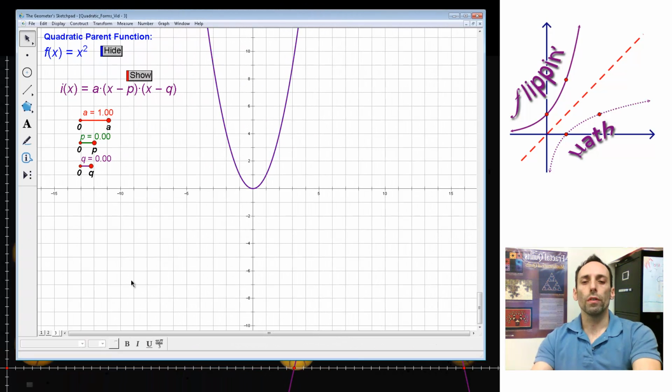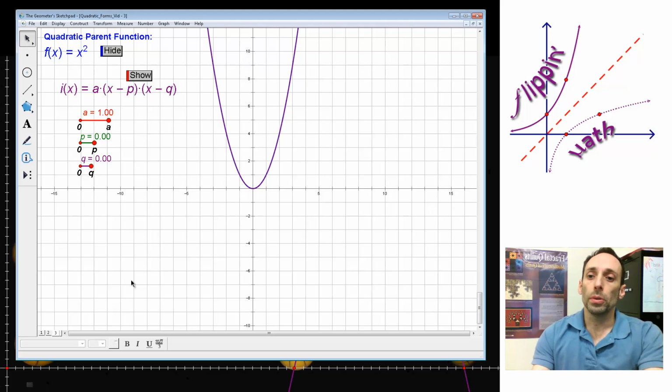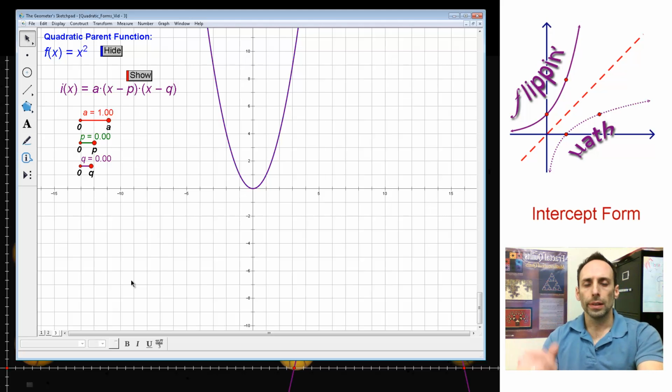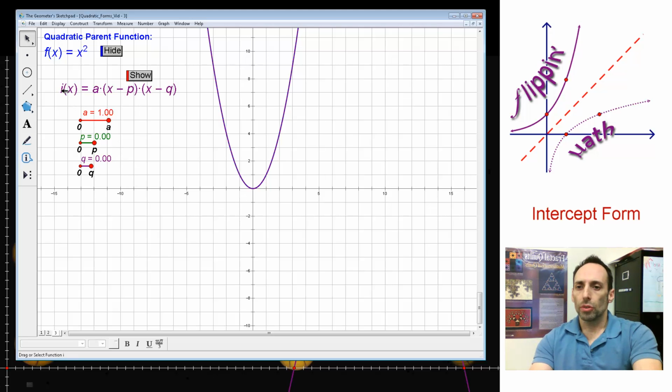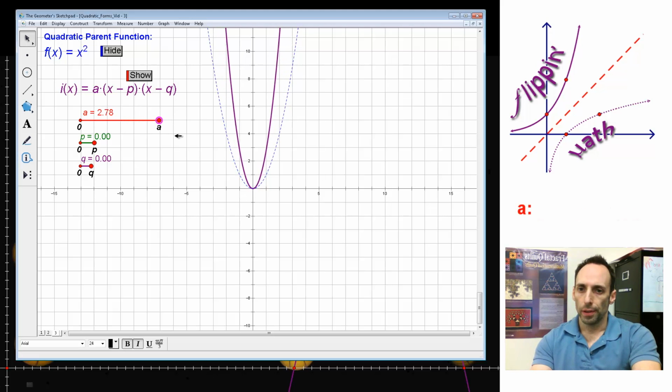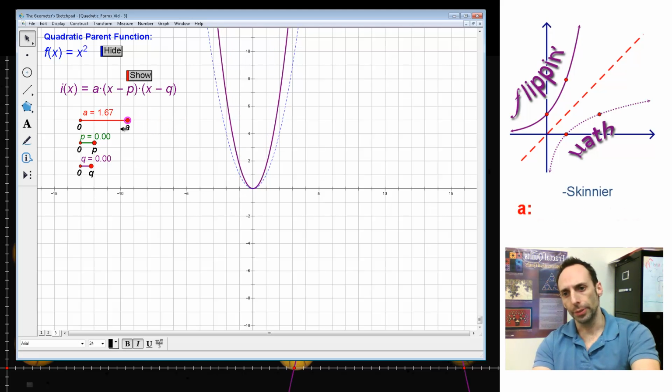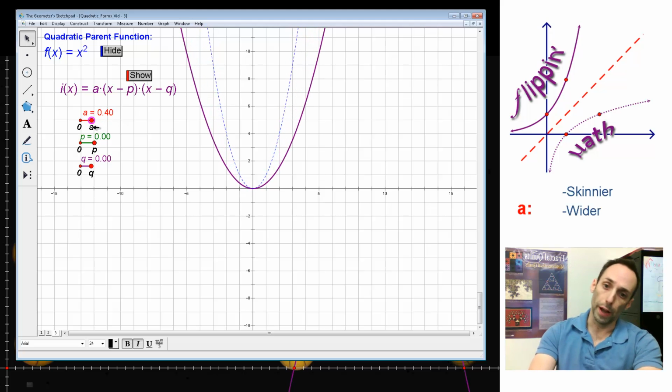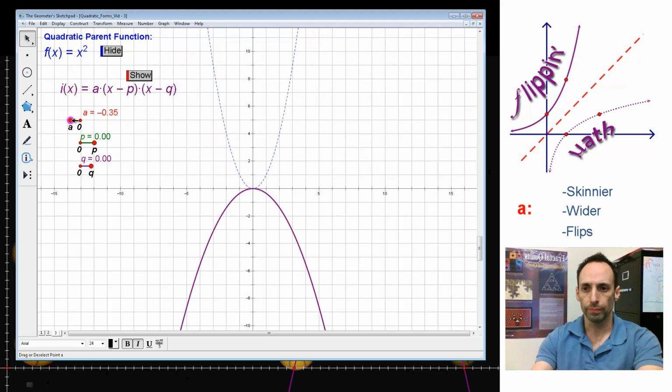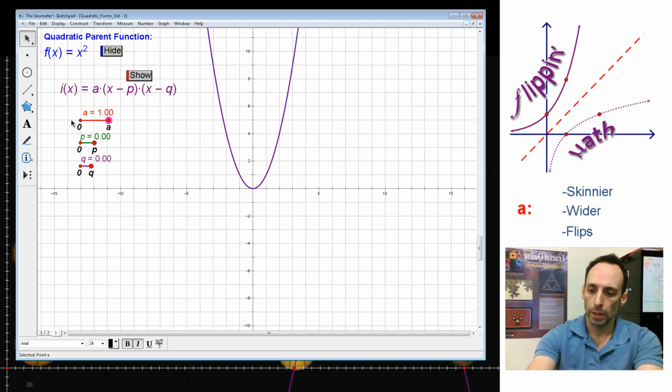Alright, here's one more form. This next form is called intercept form. Let's see if you can figure out why. So I put this one as y of x equals a times, and it's in factored form here, x minus p times x minus q. A, well, it's like skinnier, fatter, reflection. A is always the same.